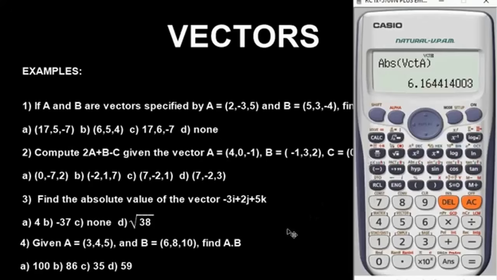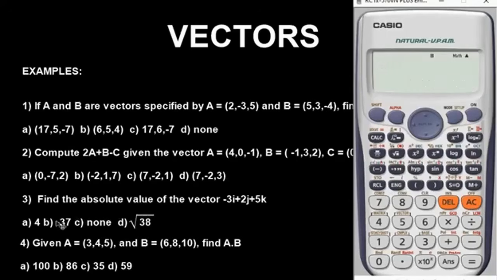So let's check if option D is the answer. Let's find square root of 38. So we need to clear the calculator, shift button 9. So square root of 38, we change it to decimal value, press SD. So 6.16, that's what we got. So option D is the answer to this question. Very, very simple. So let's now solve the fourth example we have there.